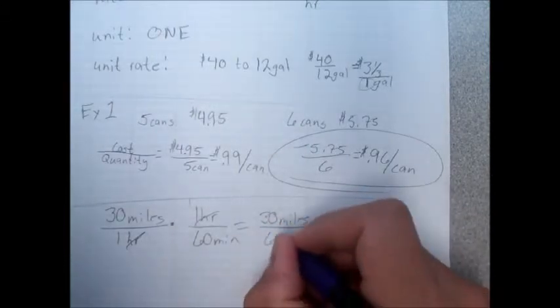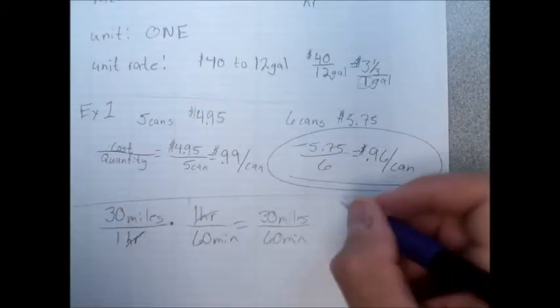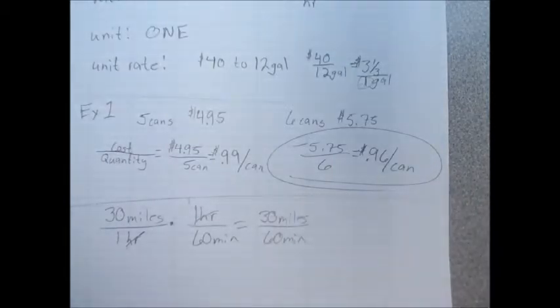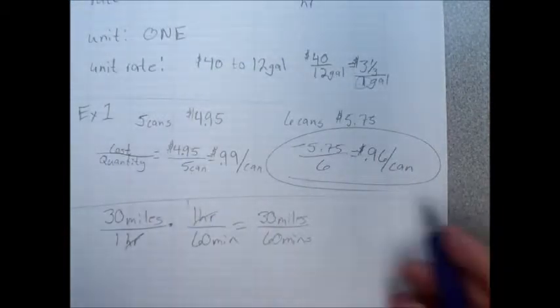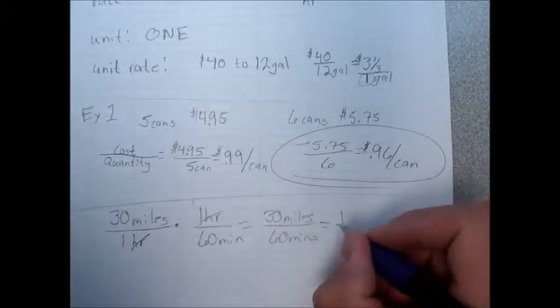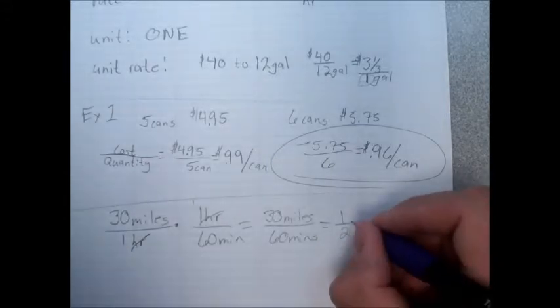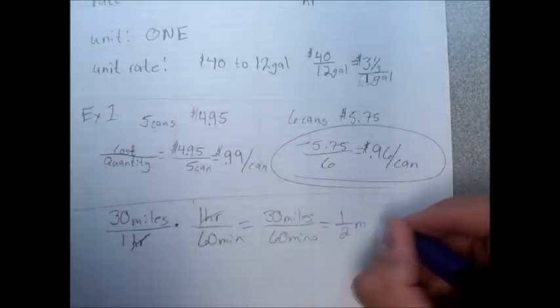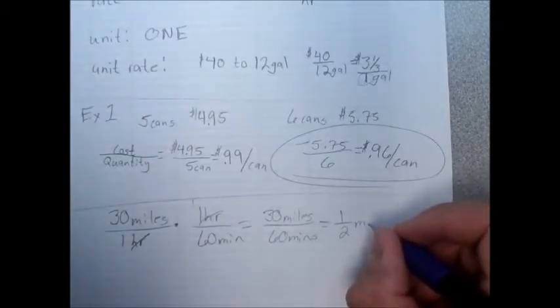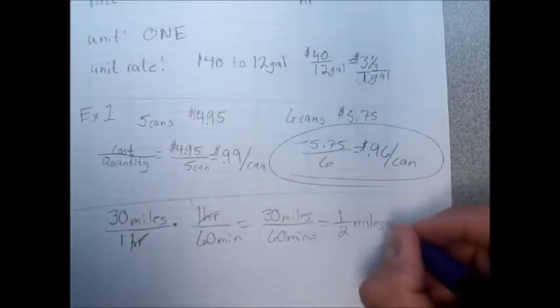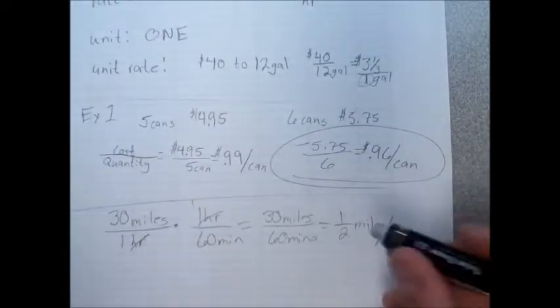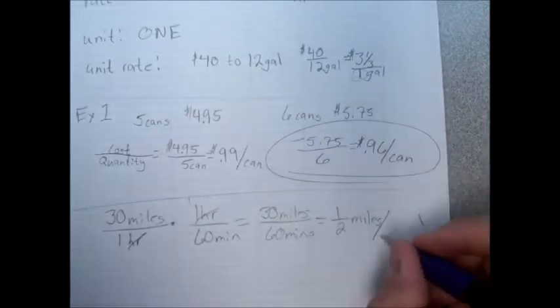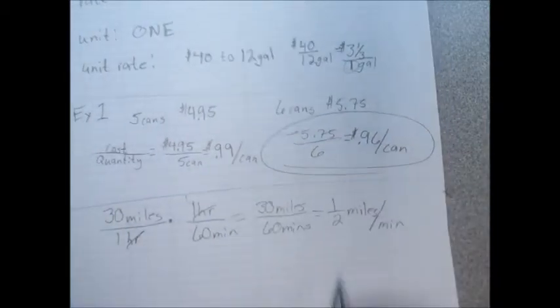per 60 minutes. Now, in the past, that's probably where we would stay, or we would reduce it. However, we want a unit rate. So to convert this to a unit rate, I would have to divide these two. And I'd get 1/2 of a mile, or 0.5 miles per minute. Sorry, minute, you're right. So we converted it to minutes.